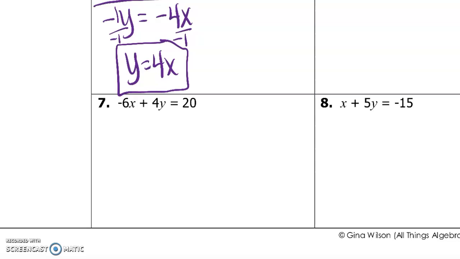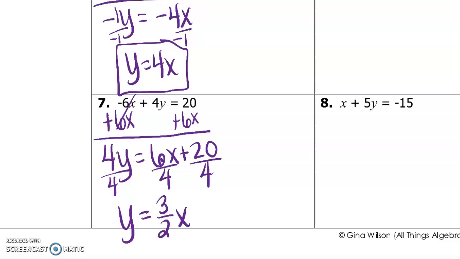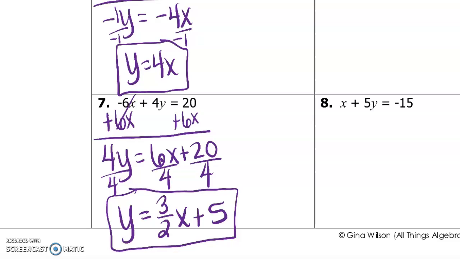Number 7, now we need to add 6x to make it go away. So 4y equals 6x plus 20. Divide by 4, divide by 4, divide by 4. Y equals, simplify to 3 over 2 x plus 5. Do not leave it as 6 over 4. You need to simplify it to 3 over 2.